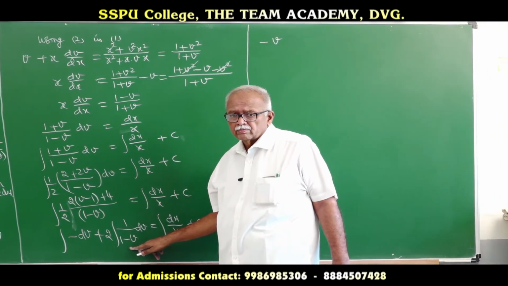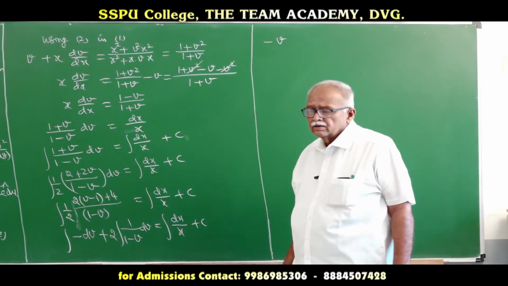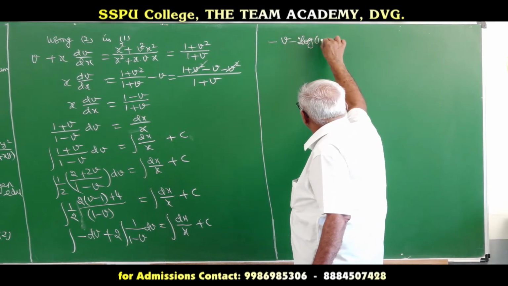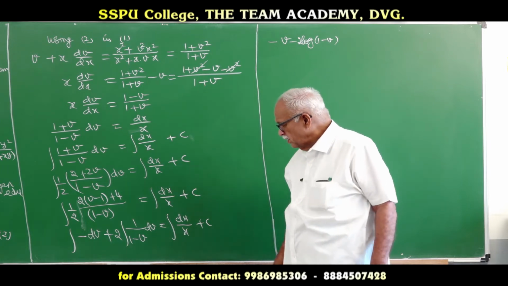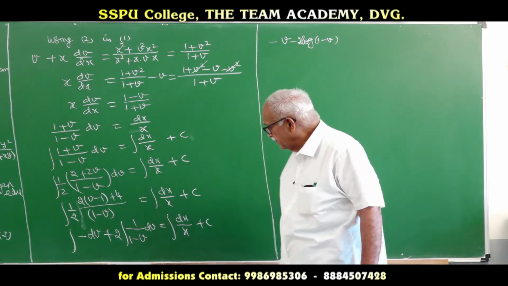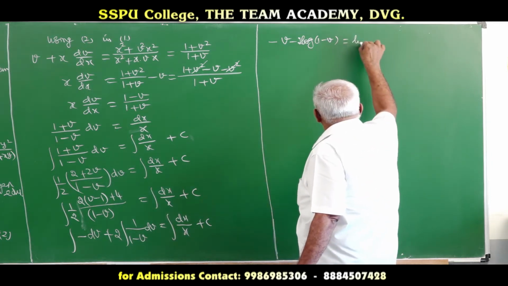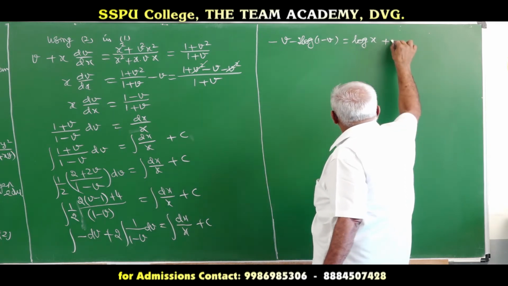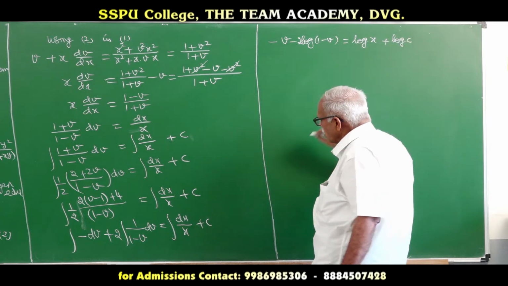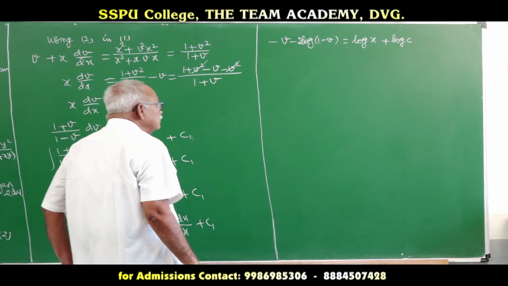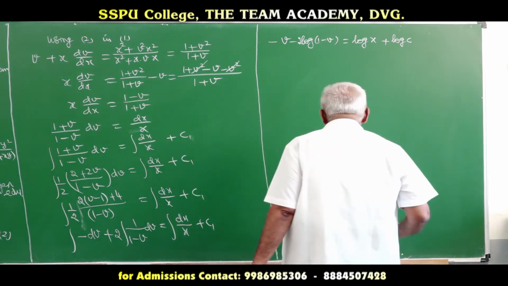Integration of 1 by 1 minus v is minus log, that is 2, into minus log 1 minus v. 1 divided by 1 minus v integration is minus log 1 minus v. This is equal to log x plus, we can write this as log c. So let us take this as c1. So we are getting logarithms.